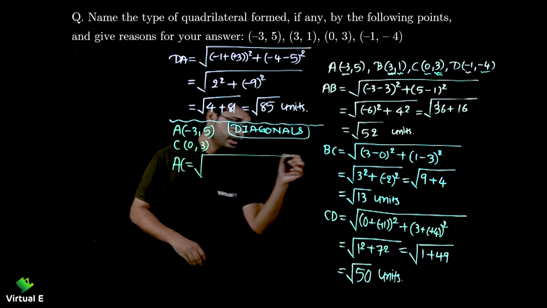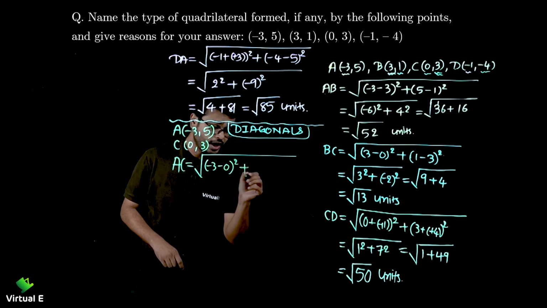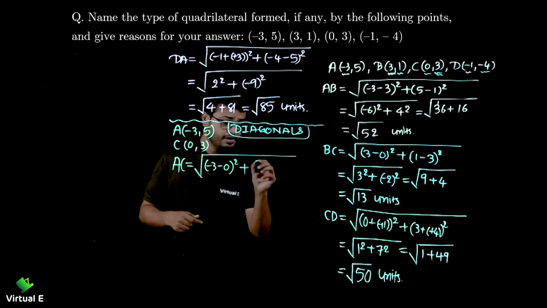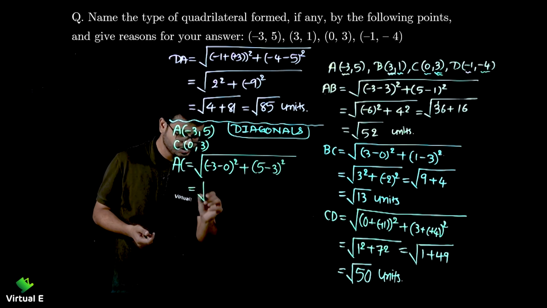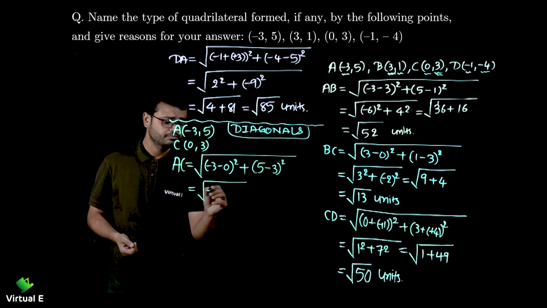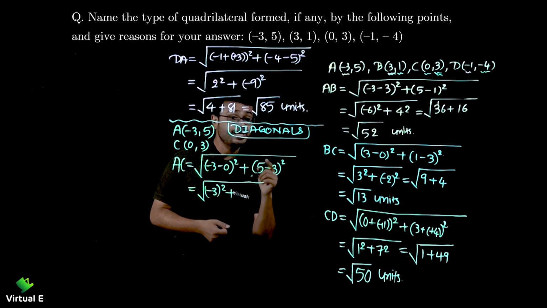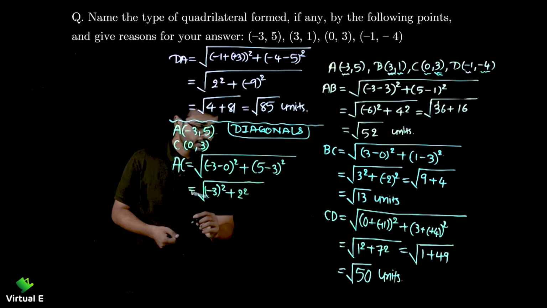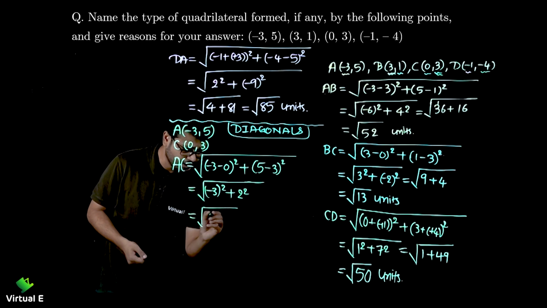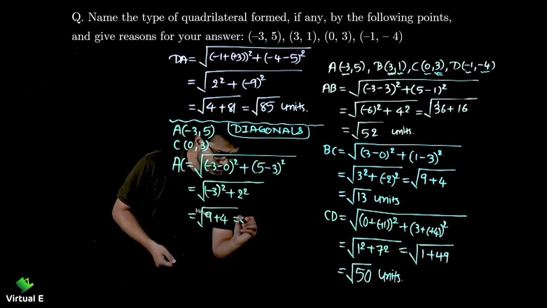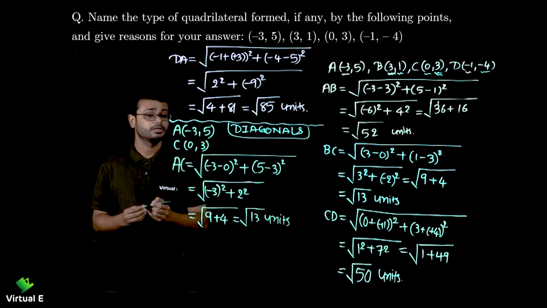So square root again. My x1 is -3 minus 0, because 0 is x2. Then y1 is 5 minus y2 is 3, whole square. Done. Then let's simplify further. (-3 - 0) is -3, whole square. Okay, do not forget the square. Do not forget the bracket. 5 minus 3 is 2 square. So 3 square is 9, 2 square is 4. Then square root of 13 units. Do not forget to mention units.